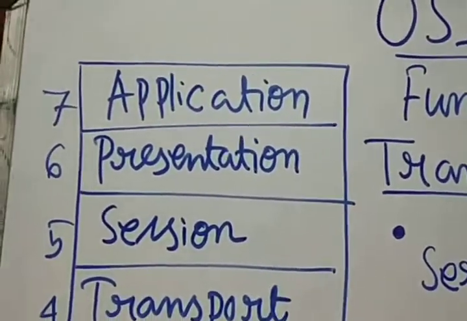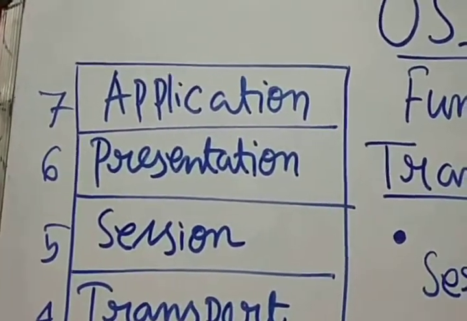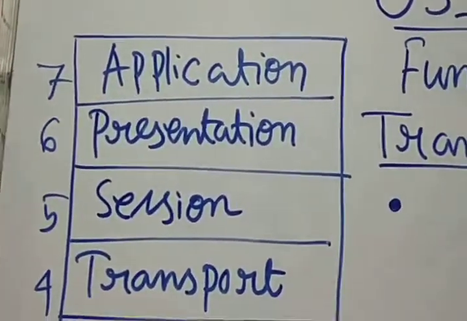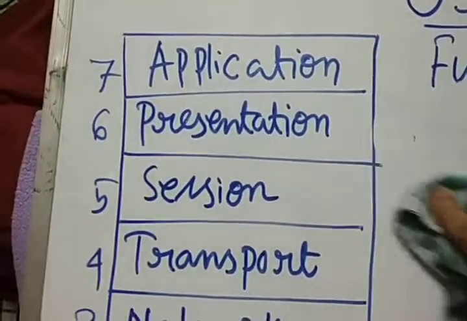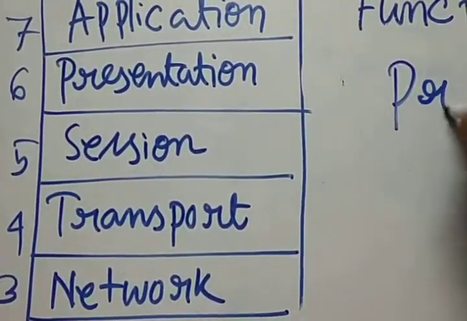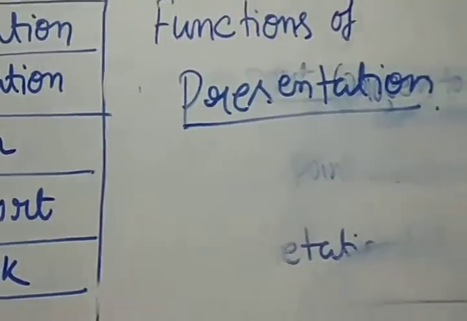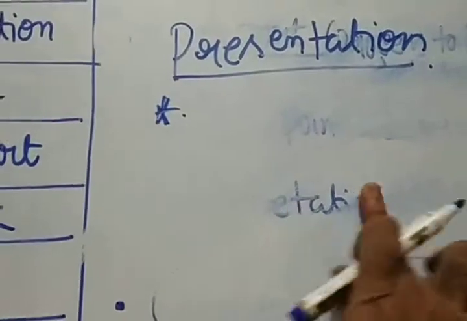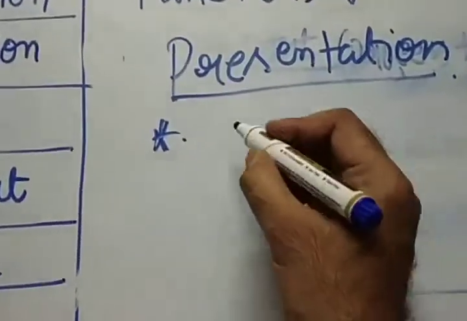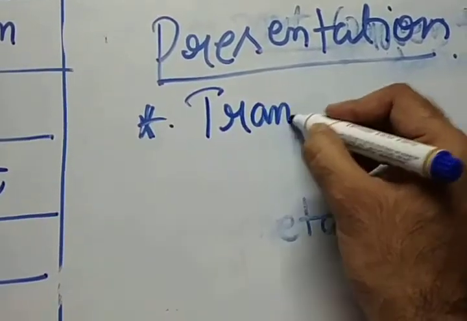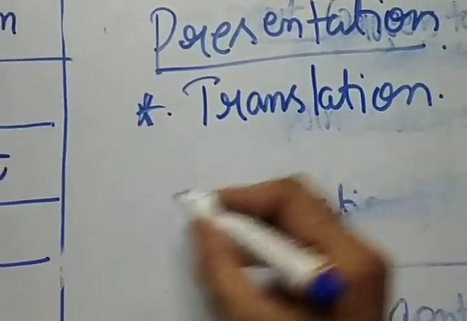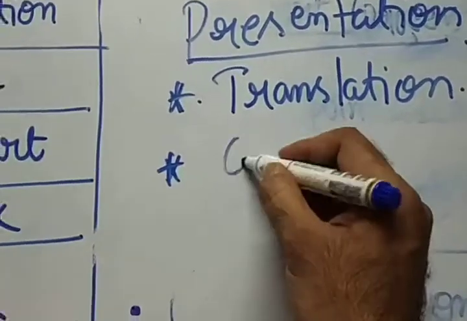The sixth layer is called the presentation layer. The next two things I will discuss are the function of the presentation layer as well as the application layer. The function of the presentation layer is how the data is presented, in which mode. There are different types of modes, and how it is presented matters. So translation of data is one function, and the second one is encryption.